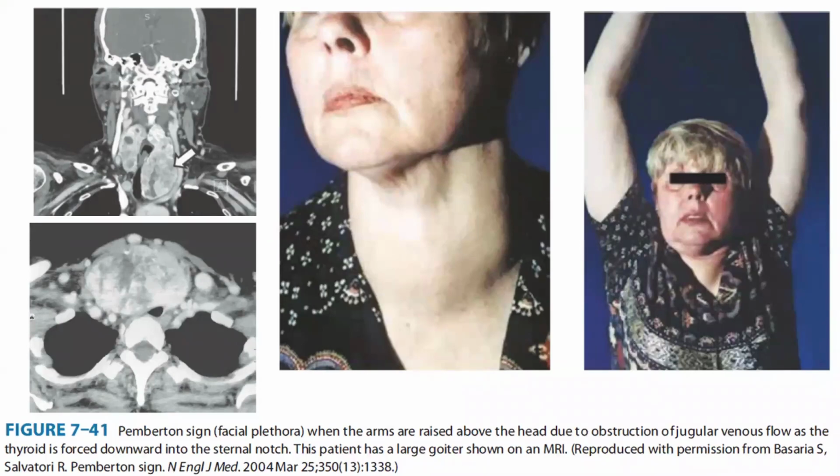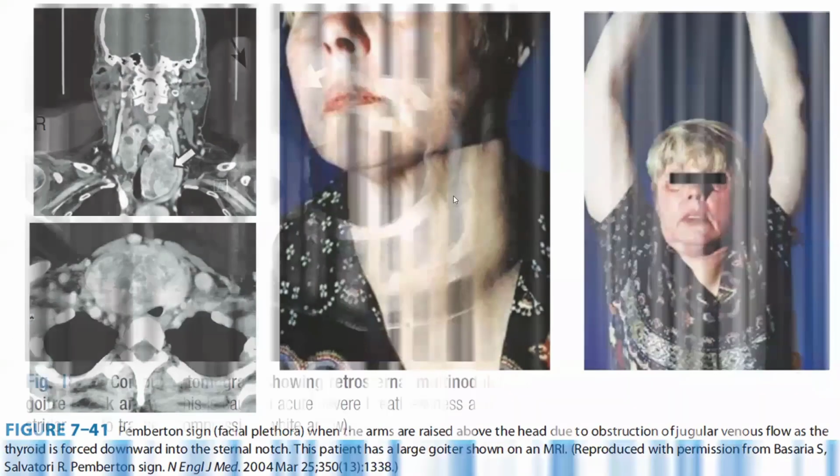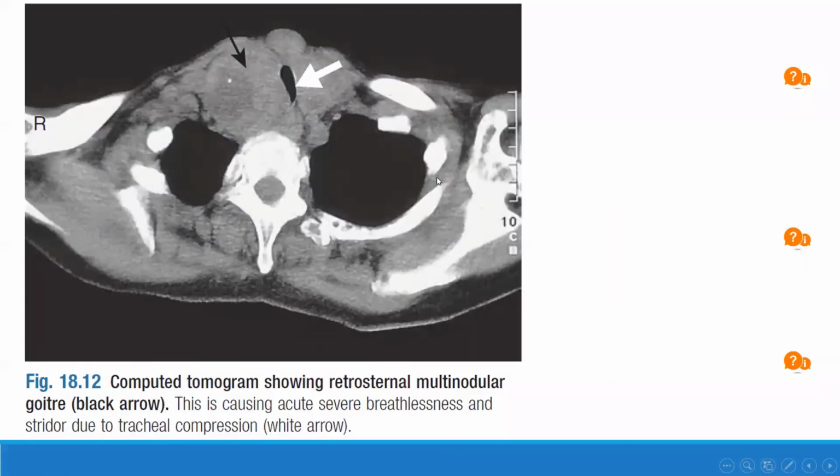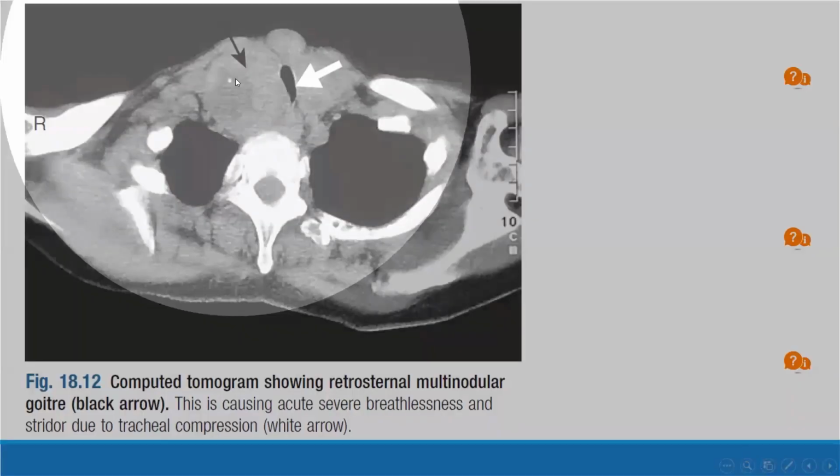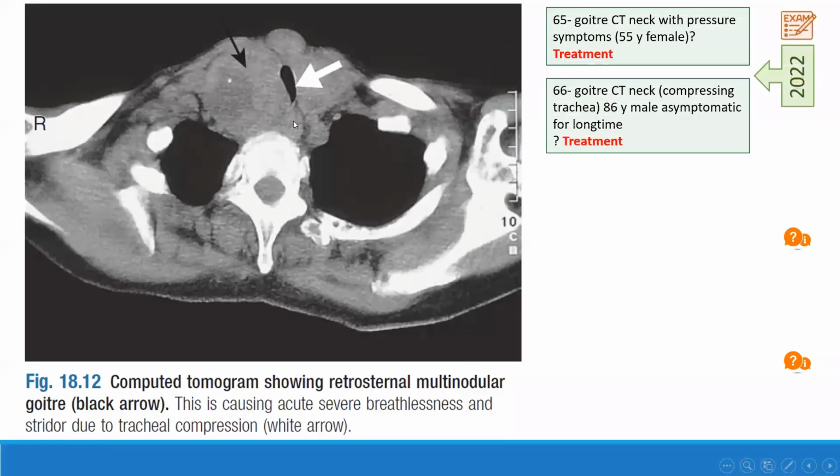And don't forget that this CT is very important in the exam because in each exam they will give a picture like this. The CT scan shows a retrosternal multinodular goiter with compression of the trachea. This is the trachea, the white arrow, and this is the multinodular goiter, the black arrow. And in this situation, this is a compression manifestation.